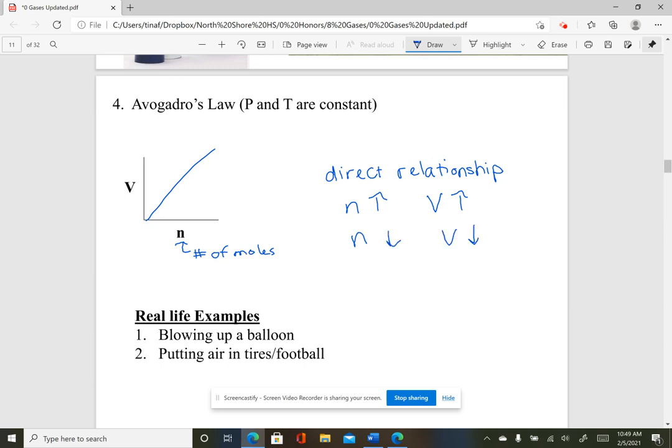And this makes sense, guys. If you're pumping more gas into something, that something is going to get bigger. So you can think of blowing up a balloon. You're adding gas particles, and the balloon's size is going to grow. If you put air into your tires, the tires are going to get bigger because you're putting more gas particles in there. Okay? So that's nice and easy.